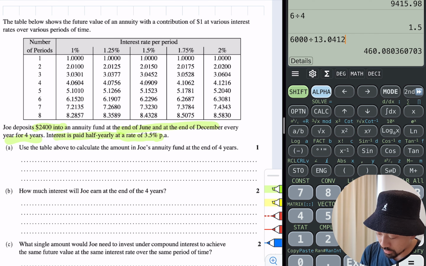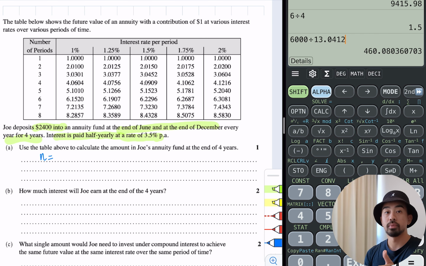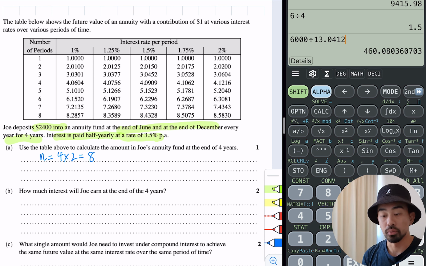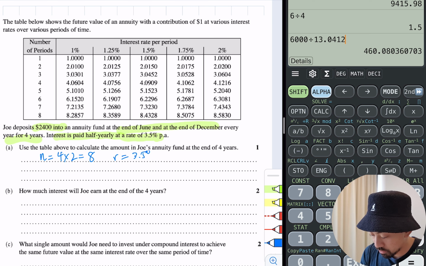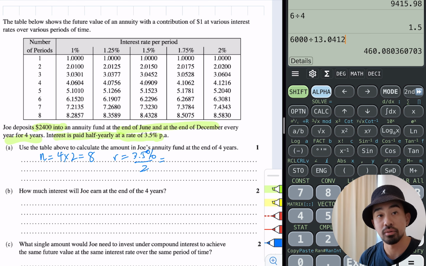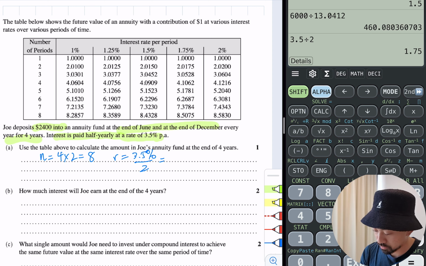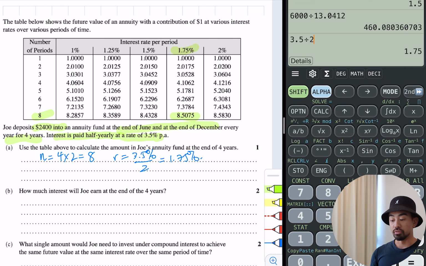and it is compounding, okay, so we've got to think about this. Every June and December just means half yearly. So how many half years in 4 years? We have times it by 2. So n is equal to 8. Our rate is 3.5% per year, but we need to divide that by 2 because it's half years. So 3.5 divided by 2 is 1.75. So highlighting those 1.75 and 8 periods gives me the interest factor of 8.5075.